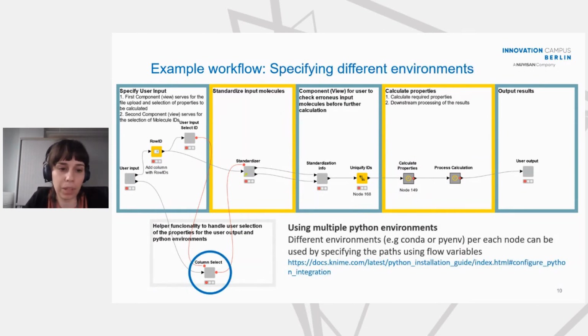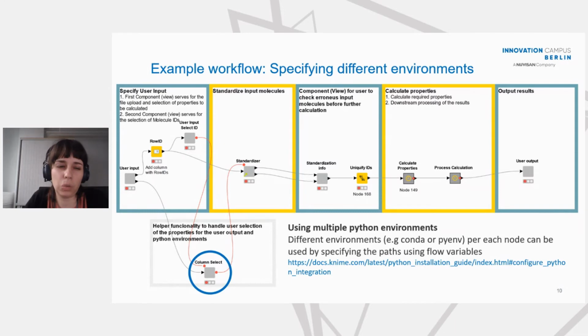Finally, there are components. I really like that within KNIME you can use different Python nodes, and every Python node can use a different Python environment, either PyEnv or Conda environment. For every specific Python node, you can specify a different Python environment, which gives you quite a lot of flexibility.